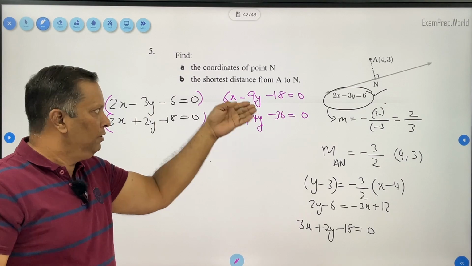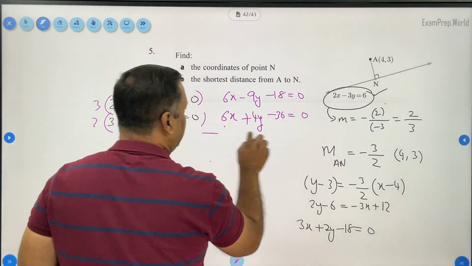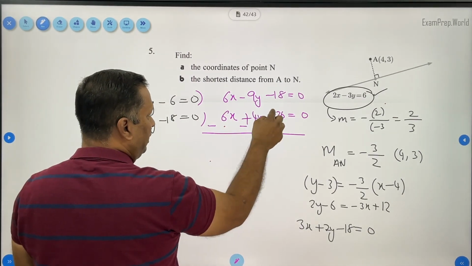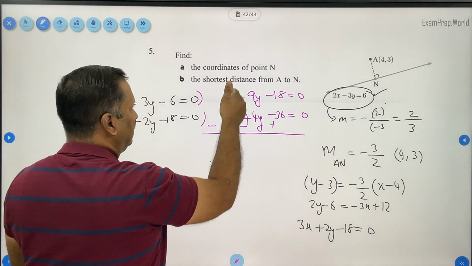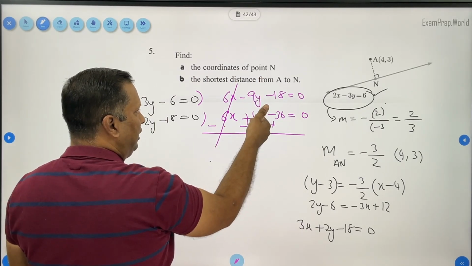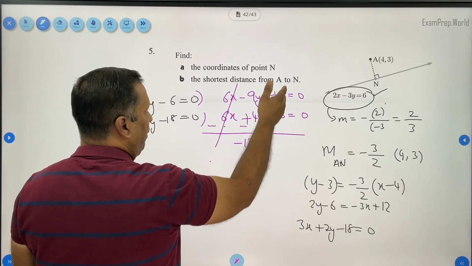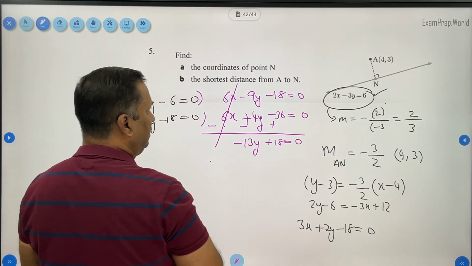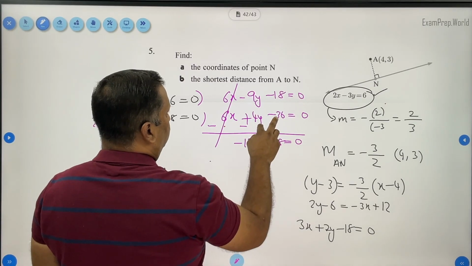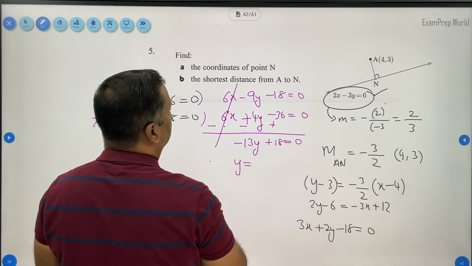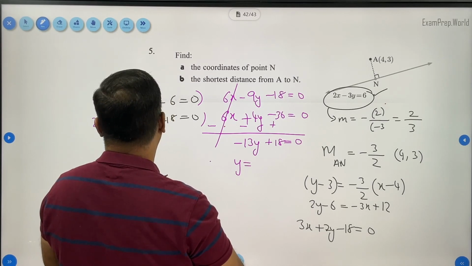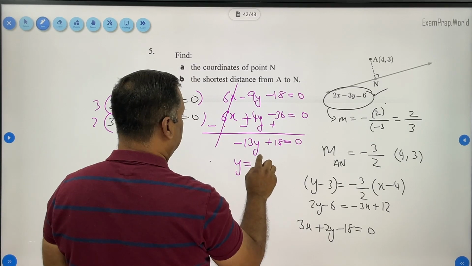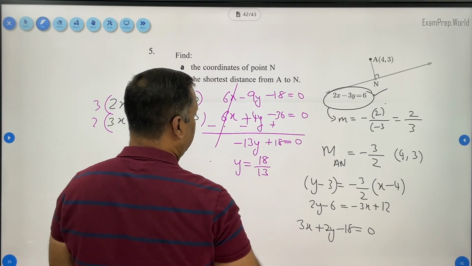Now when I subtract, I will eliminate x, correct? So let me subtract this equation by this one. When you are subtracting, the plus will become minus and the minus will become plus. 6x minus 6x gone. Negative 9 and negative 4 is negative 13y, and minus 18 plus 36 is plus 18, equal to 0. So y equals 18 by 13.